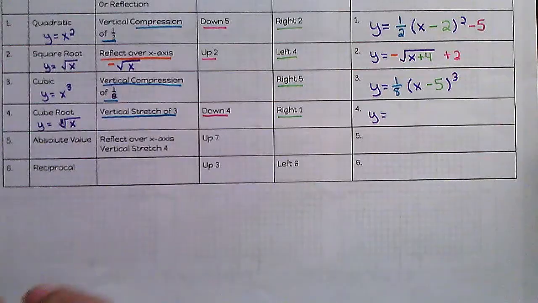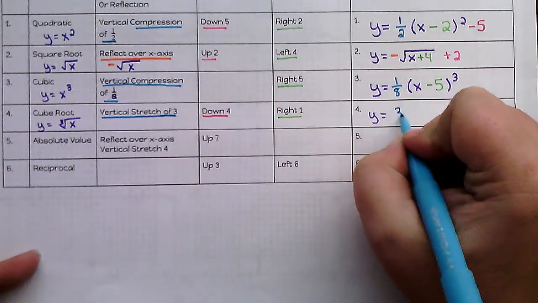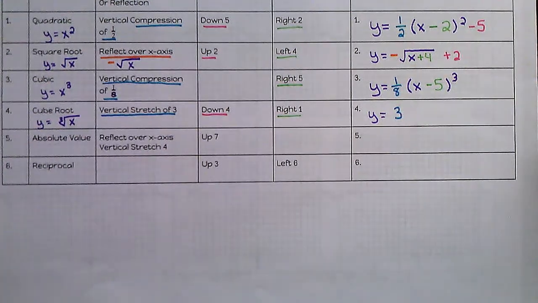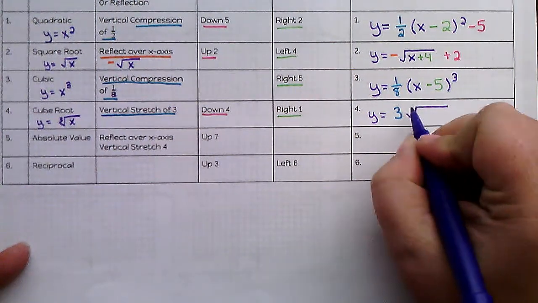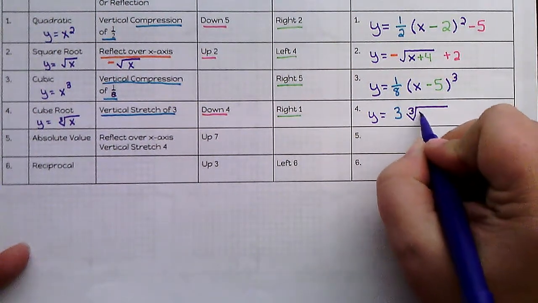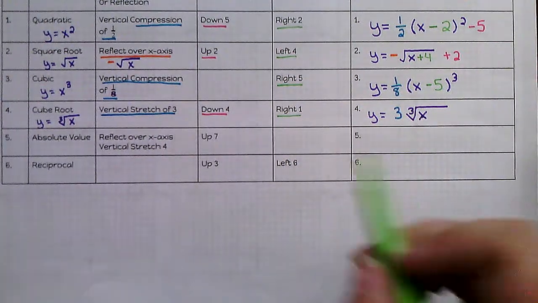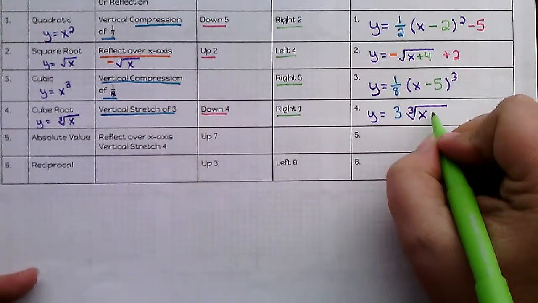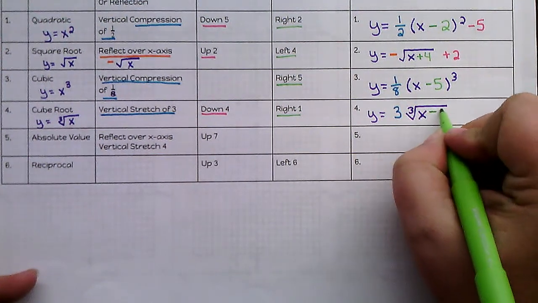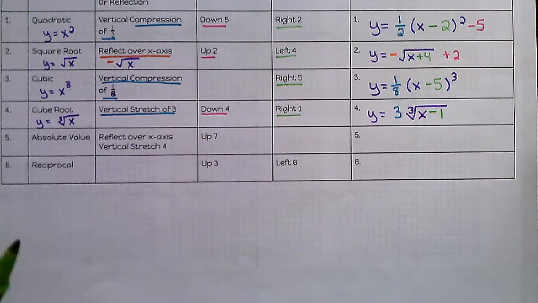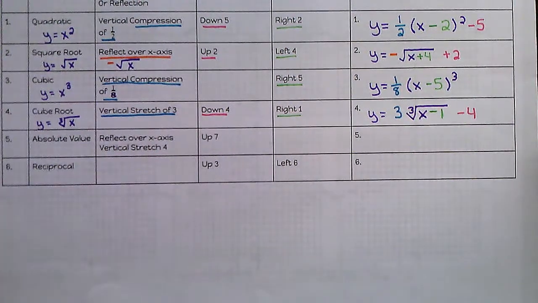So y equals, which of those things comes first? Hopefully you remember that it's the stretches or compressions and reflections that go first. And then we have our radical with the 3 in the index and our x. Remember, under the radical is any right or left. We have right 1. Right is a positive direction. Opposite of positive is negative. So -1. And then we have down 4. So outside of the radical, down 4.